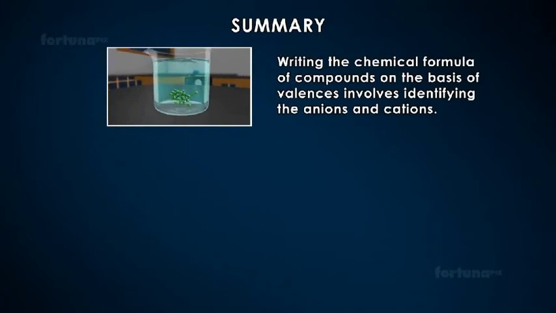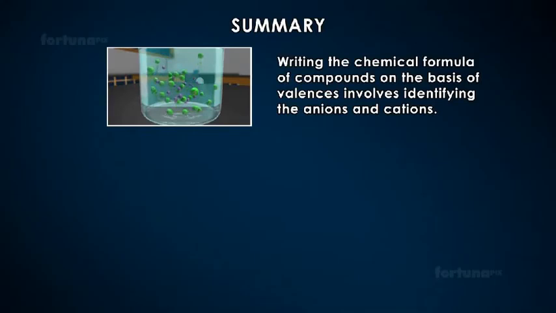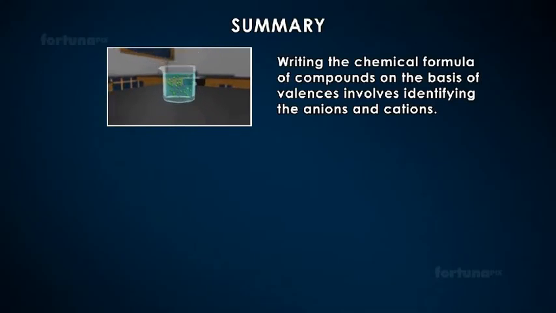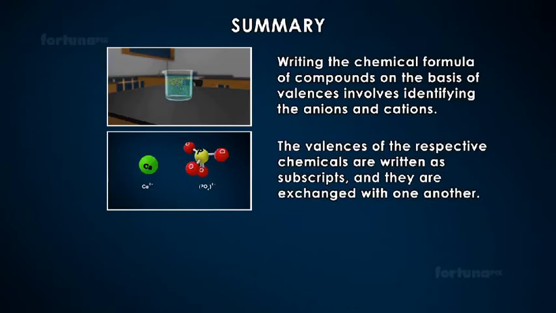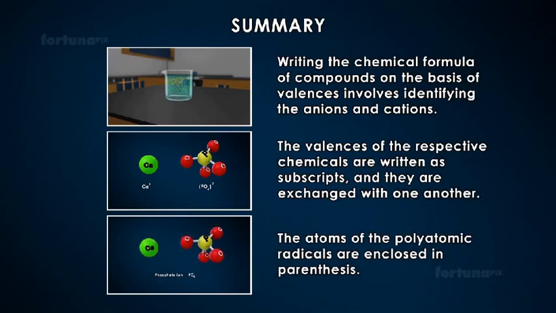Summary. Writing the chemical formula of compounds on the basis of the valences involves identifying the anions and cations. The valences of the respective chemicals are written as subscripts and they are exchanged with one another. The atoms of the polyatomic radicals are enclosed in parentheses.